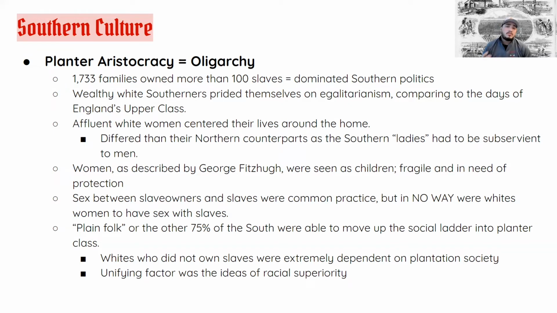Now, how these two were able to unify, meaning the white elitists and the plain folks, into creating this system that really, frankly, benefited the elitists, was, of course, by unifying under the idea of racial superiority over people of color. And with that being the unifying front, you start to see that there is this alliance between the white elitists and the poor whites in continuing this Southern culture.